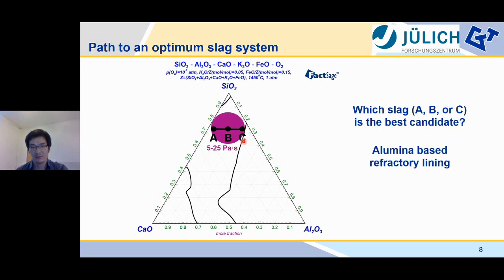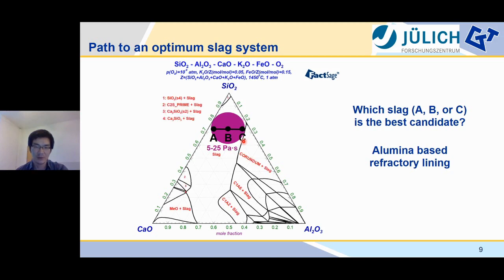Here, if the refractory is an alumina-based material, then we can add a phase diagram to show such difference. For example, this region is the two phase region, including the alumina and slag. That means at this temperature, this liquidus line indicates the maximum solubility of the alumina in molten slags. So, in other words, slag A or slag B has a higher driving force to dissolve the alumina than slag C. So, we can say the optimum slag system is slag C or around slag C.